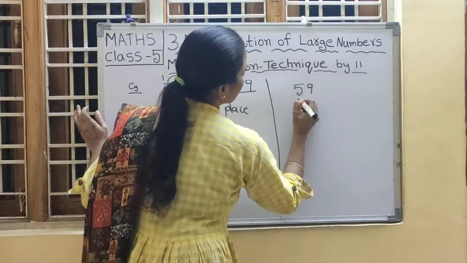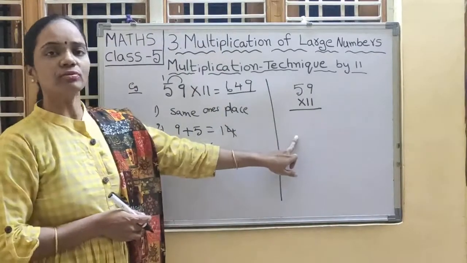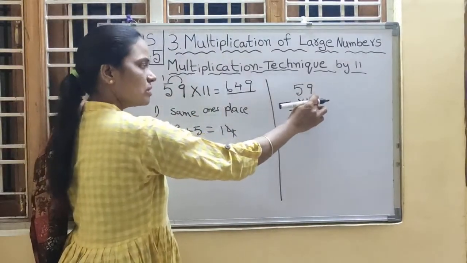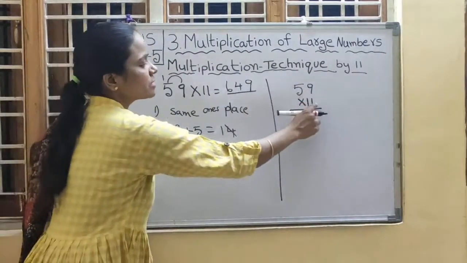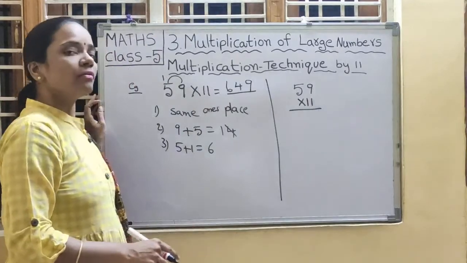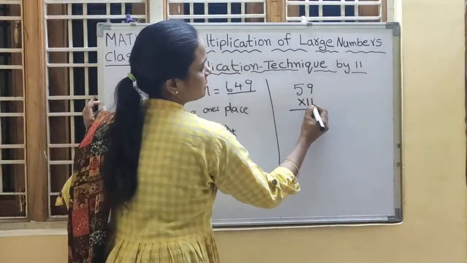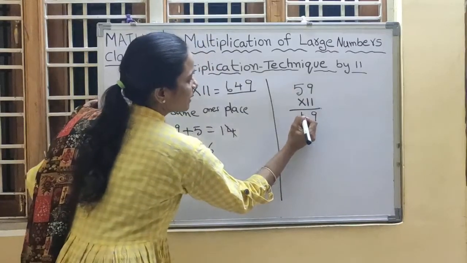59 into 11. Using standard multiplication, I am going to solve this problem now. So first, what we have to do? This whole number, 59, should be multiplied by the 1's place digit. Then 59 should be multiplied by the 10's place digit. So start with the 1's place digit. 1 into 9, 1 9s are 9. 1 into 5, 1 5s are 5.